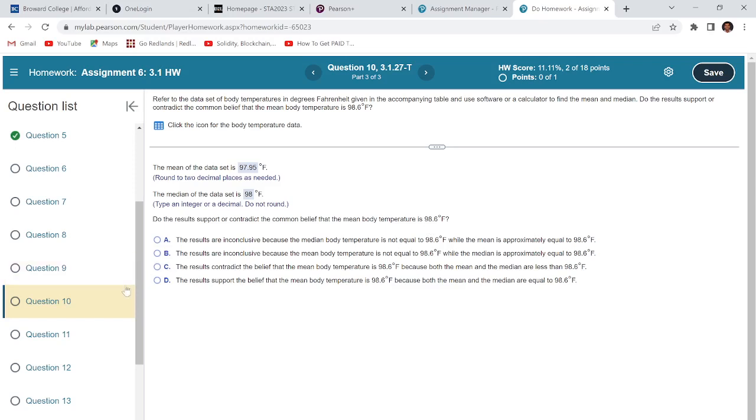That's not the correct choice. The results are inconclusive because the mean, that is also not correct. The results contradict the belief that the mean body temperature is 98.6 because both the mean and the median are less than 98.6. This looks right.